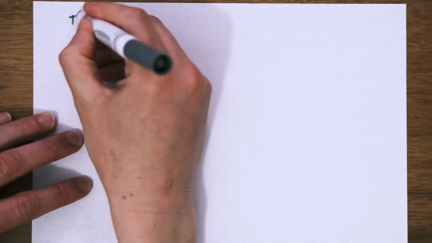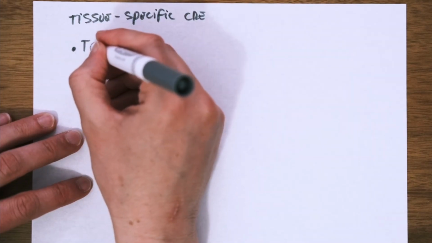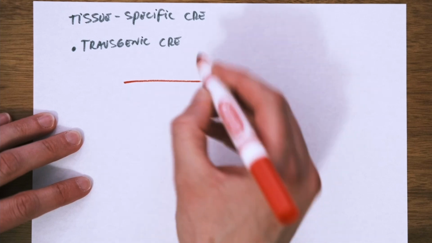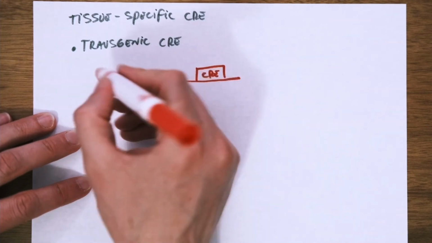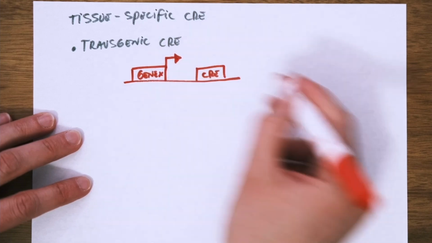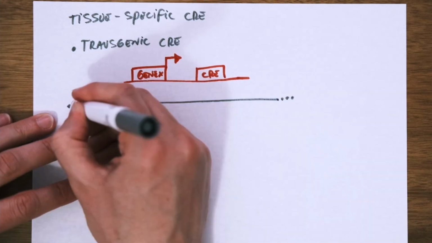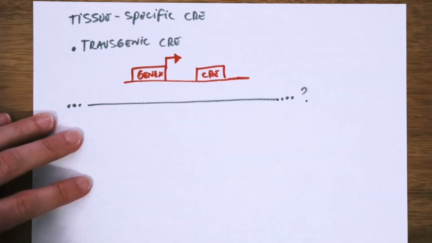So how do we do tissue-specific recombinases? What we do is express the Cre under the promoter of a gene expressed specifically in the tissue we want to induce the deletion. So there are different types of tissue-specific Cres. The traditional one and most common probably now is the Transgenic Cres. So in this case, we have a construct where we have our Cre and we have the promoter of gene X that will be driving the expression of this Cre.